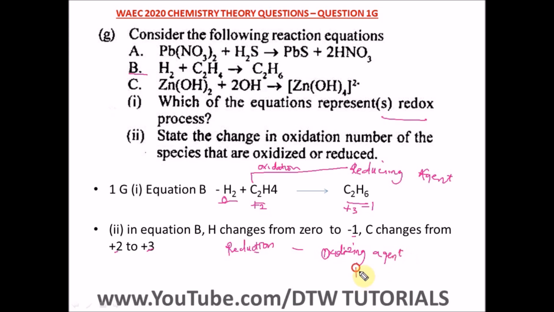So here our hydrogen is the oxidizing agent while our carbon is the reducing agent because it is undergoing oxidation, and this one here is undergoing reduction.